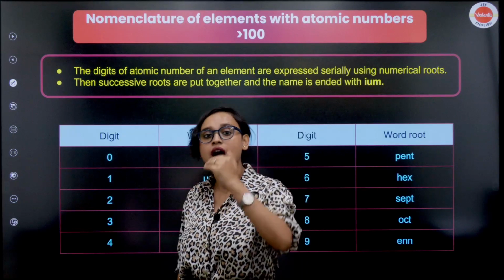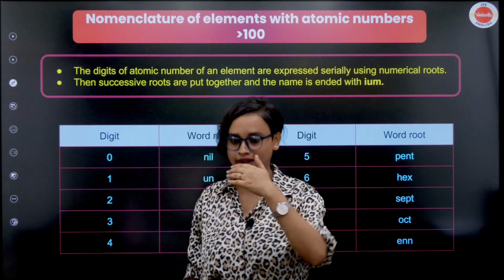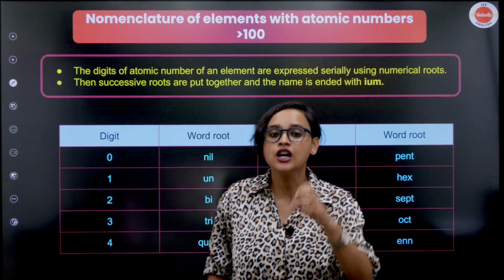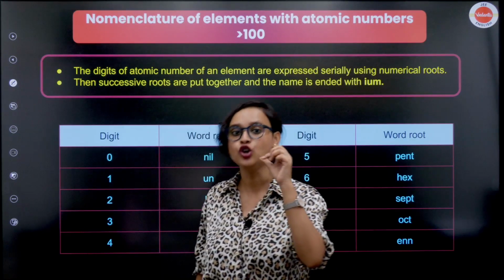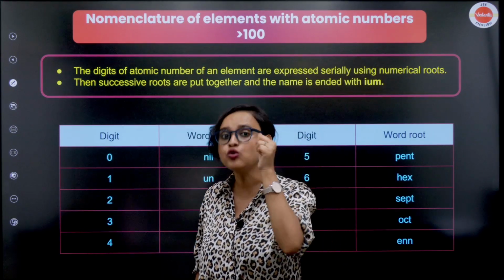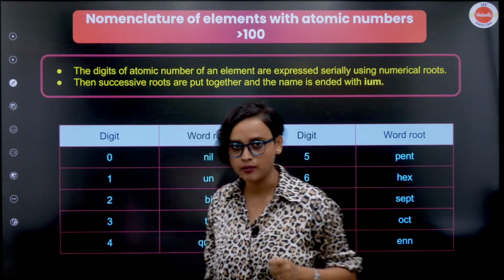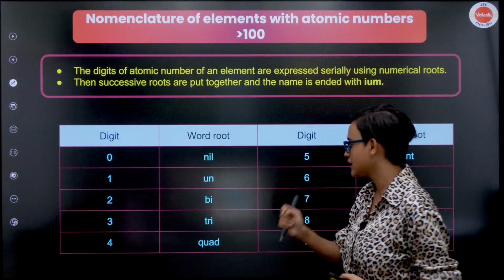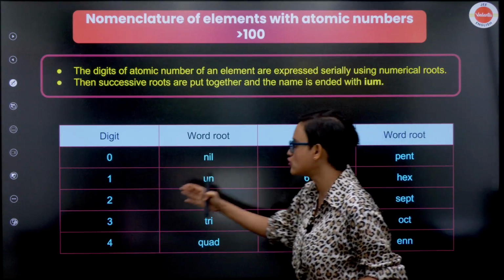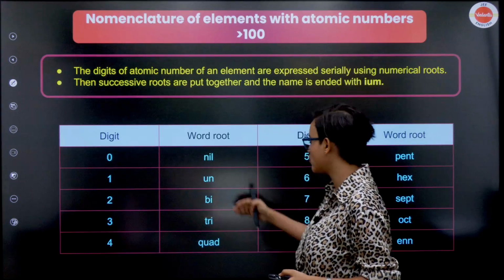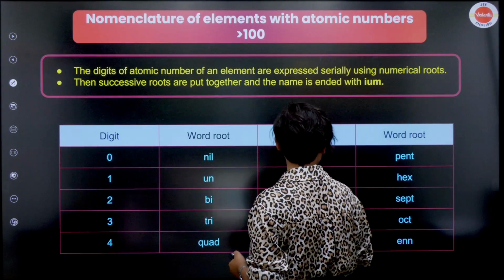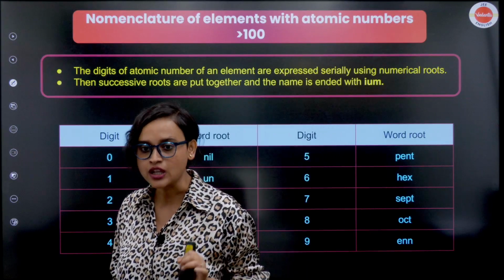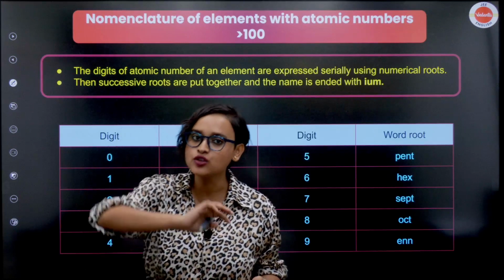So what they said was, for any element with atomic number above 100, you are going to name it by taking the root of each digit. If it is 0, the root is nil. If it is 1, it is un. If it is 2, it is bi. If it is 3, tri. If it is 4, quad. If it is 5, pent. If it is 6, hex. 7, sept. 8, oct. 9, enn. So the successive roots are put together and then you end it with ium.